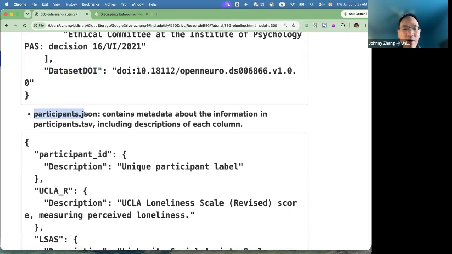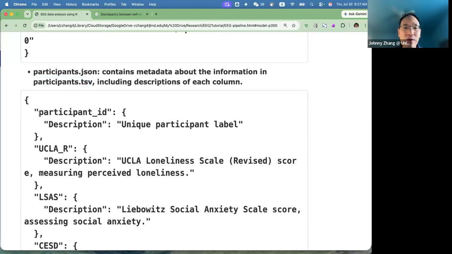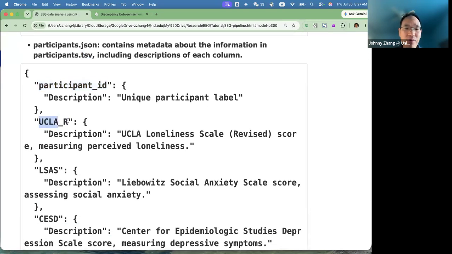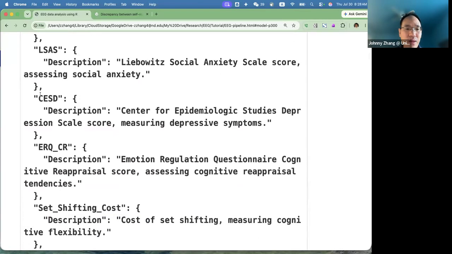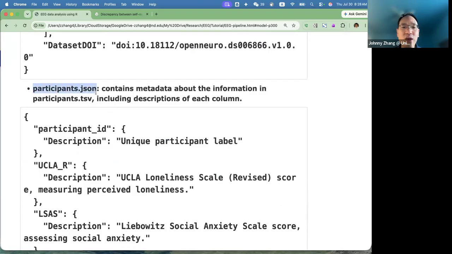And we also have a JSON file for the participants information. This basically gives information about the participants data set. It essentially gives the explanation of each column of the data. For example, participant ID, and UCLA-R, which means the loneliness scale. CESD is a depression measure. So based on the JSON files, you would see the basic information about the particular data set, right? What kind of information we have in that data.